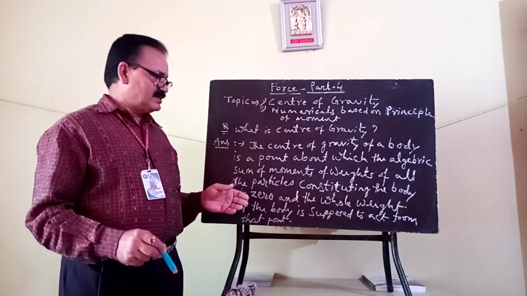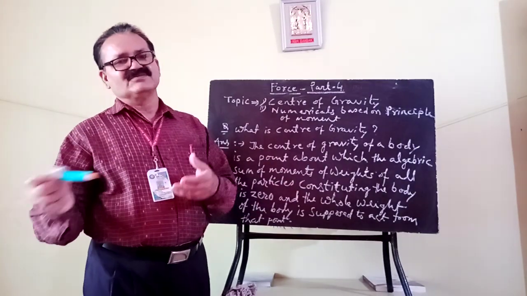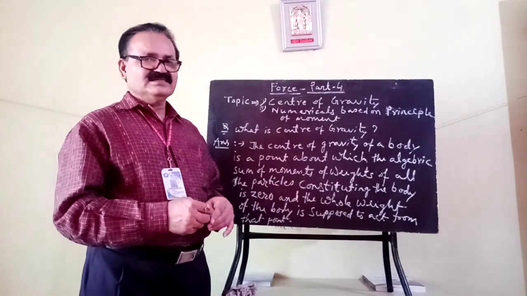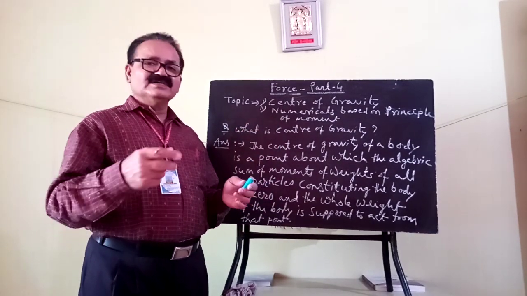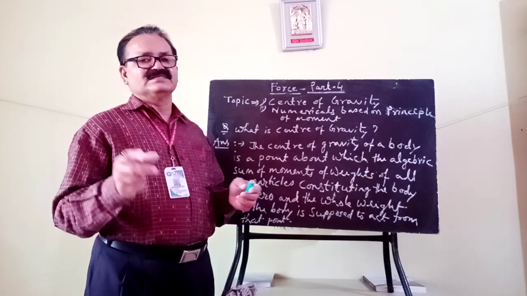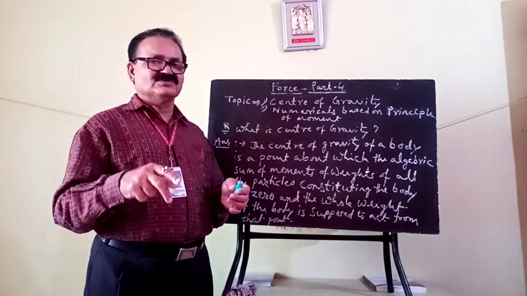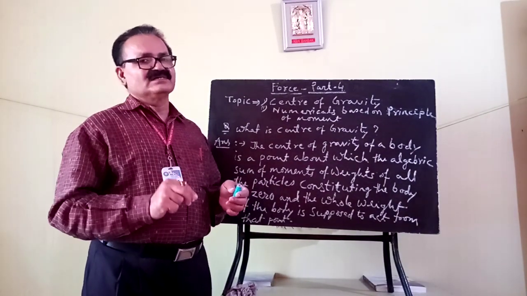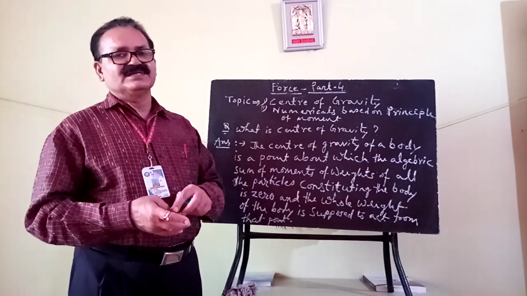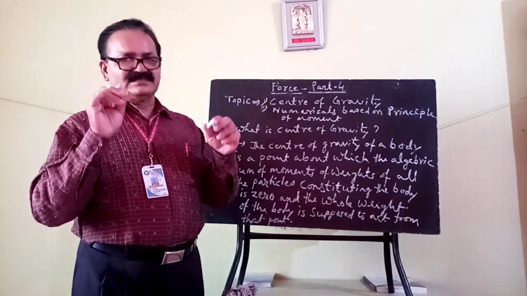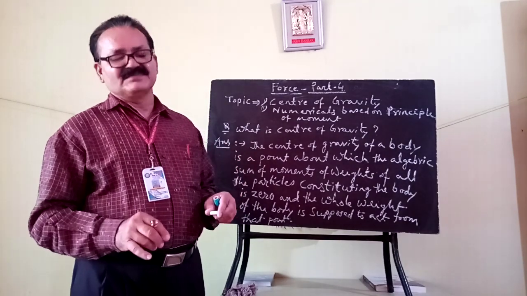Now, the center of gravity may be inside the body, and in some cases it may be outside the body. Clear? An example of a body in which the center of gravity lies outside the body is a boomerang, that is the L-shape body. And in the case of a ring also, the center of the ring will be the position of center of gravity. For a regular shaped body, the geometrical center will be the position of center of gravity.